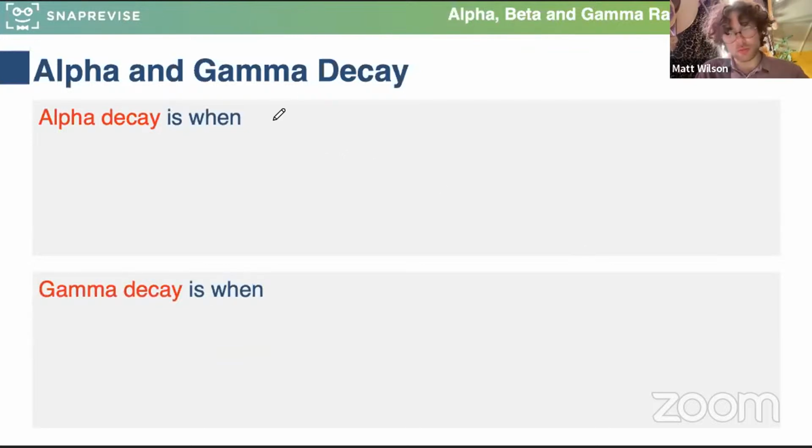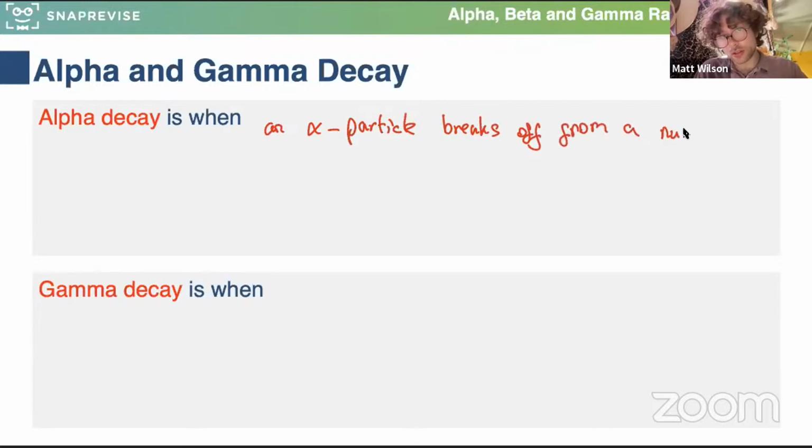So alpha decay is when an alpha particle, that's the symbol for alpha, breaks off from a nucleus. Okay, so what is an alpha particle? It is two protons plus two neutrons in a kind of clump. Two protons plus two neutrons.